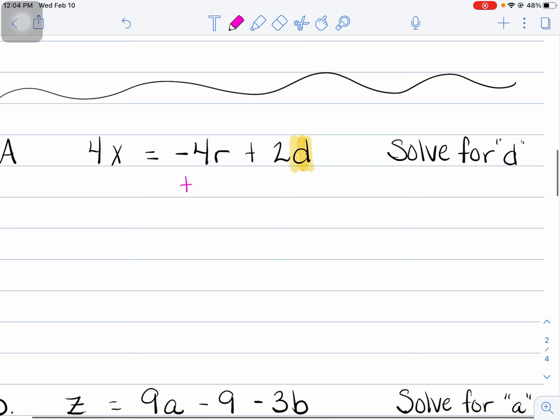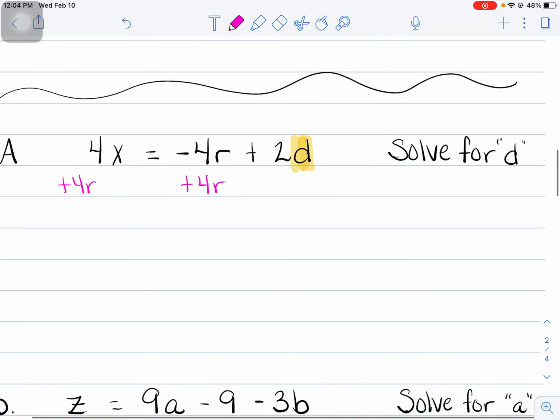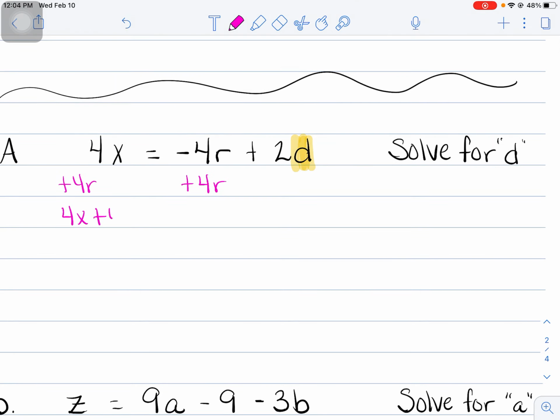So I'm going to add 4R and add 4R. I can't combine 4x and 4R because they're different ones. So now I'm going to rewrite 4x plus 4R equals 2D. These cancel out. Now, I'm closer. I almost have D alone, but I have 2 times D, so I need to divide by 2 on both sides. The 2's cancel out.